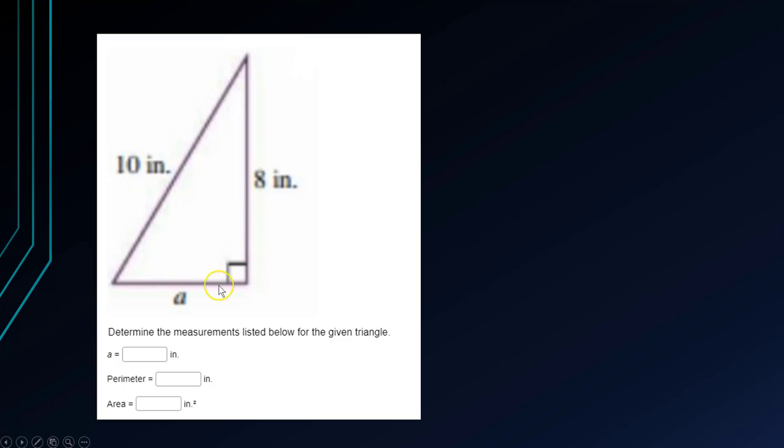So now, since this is a right triangle, and only because this is a right triangle, it does obey the Pythagorean theorem. And the Pythagorean theorem says that the two legs squared and added together should equal the hypotenuse squared. Since the 10-inch side is opposite the right angle, this is the hypotenuse. So 8 and a are both legs, which is why I set up the equation looking like this.